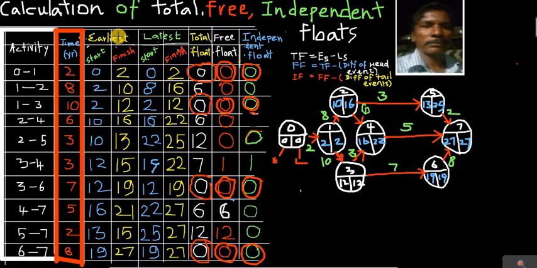In the earliest time, what is the start and what is the finish; in the latest time, what is the start and what is the finish. So these four columns we have to calculate. Then only can we find out the total float. What is the total float? Look at this. Total float is the difference of the earliest start and latest start, or earliest finish and latest finish.